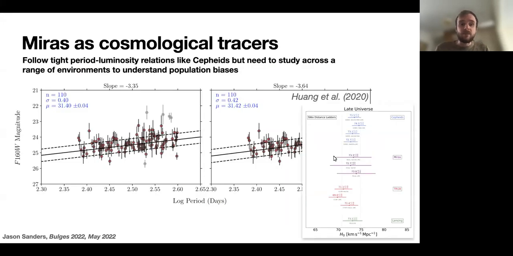I should also highlight that Miras are being used in the last few years as cosmological tracers because they satisfy quite tight period-luminosity relations. And so to really understand how the properties of Mira variables vary with population, we want to form or have samples of Mira variables across different local populations that we can study well. And so those at the Galactic Center are an interesting set.